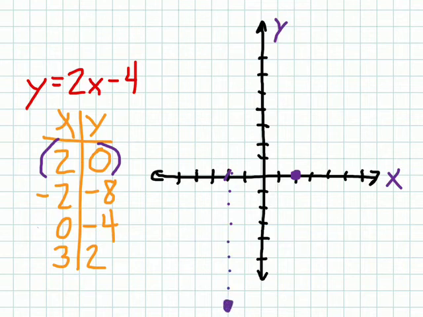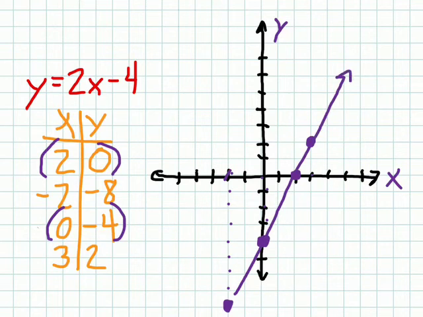Okay, and I've got 0, -4: 0 on the x-axis, -4 on the y-axis, and 3, 2: 3 on the x-axis, 2 on the y-axis. Once again, you're going to see that this ends up making a straight line. And everywhere that line goes is a solution to this equation. That's how you graph equations.